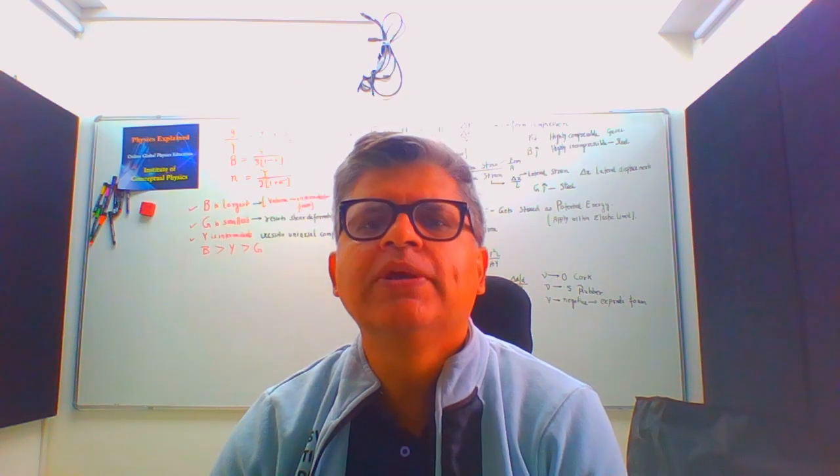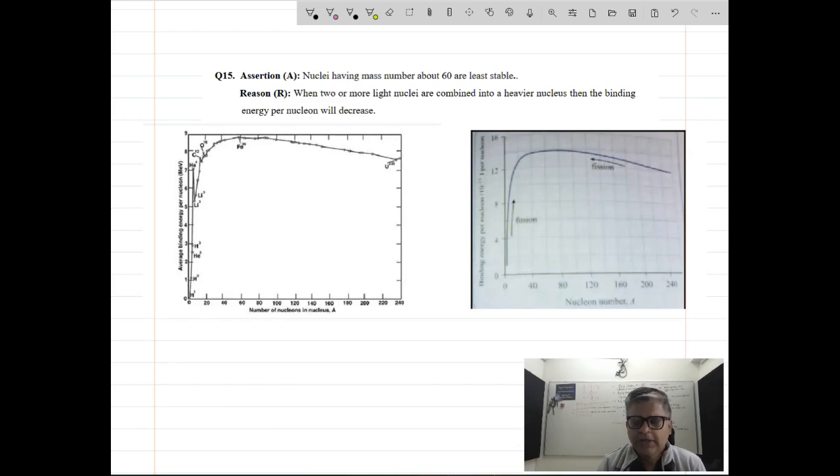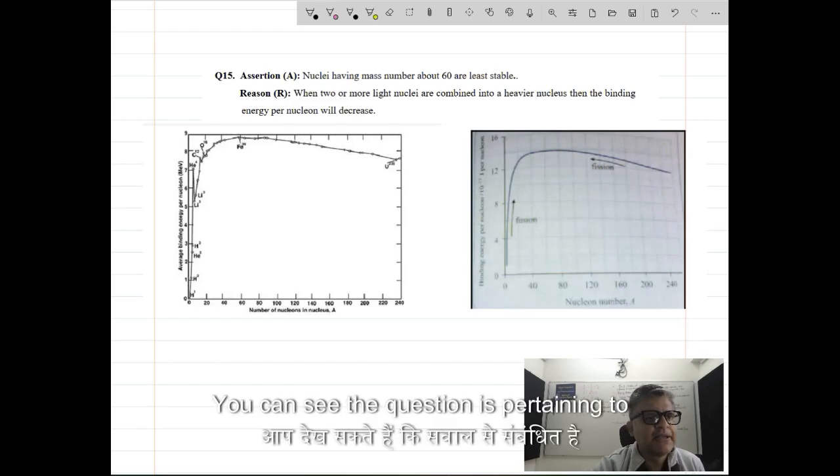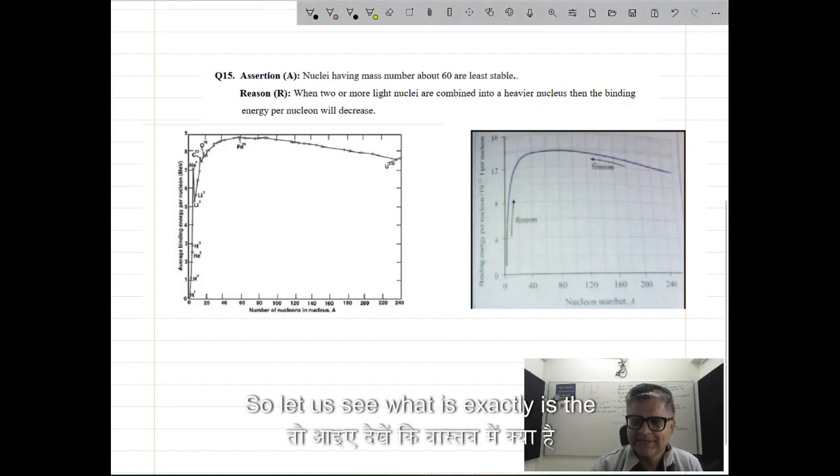So today what we will do is a reasoning and assertion question on binding energy per nucleon, especially focusing on the graph. So let's start discussing this question. You can see the question is pertaining to reasoning and assertion, right? So let's see what exactly is the question.